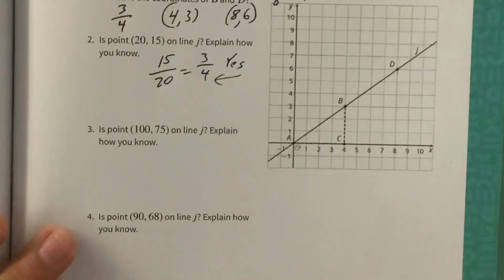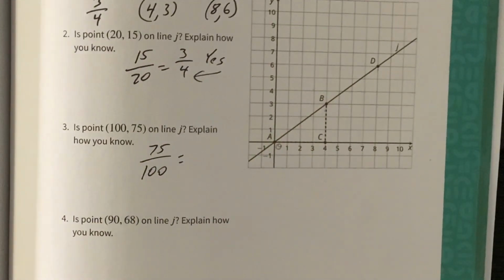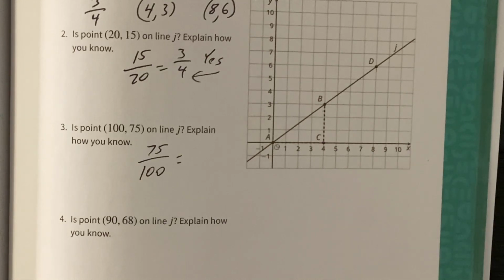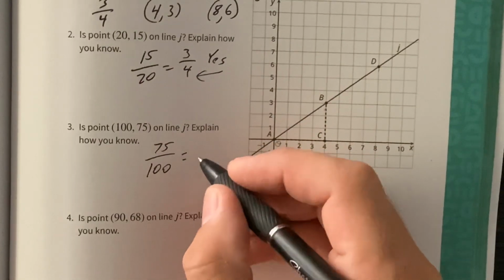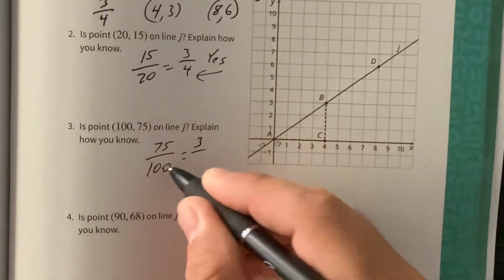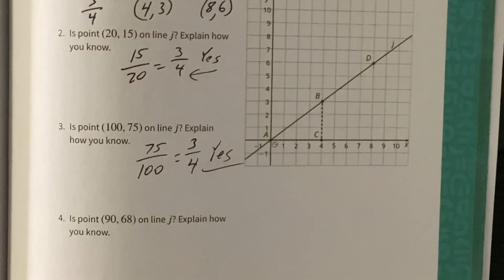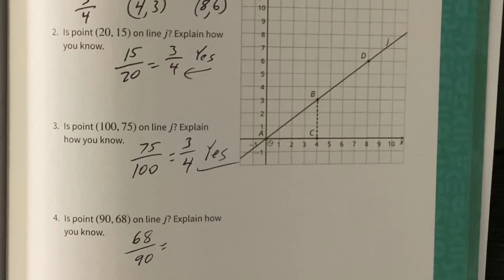How about 75 over 100? Well, check that one. Same process. Is there a number that goes into 75 and 100 that we could reduce it by? 25. What is 75 divided by 25? How many quarters does it take to get 75 cents? And how many to get a buck? Yes, so that is the same as well. 68 over 90.